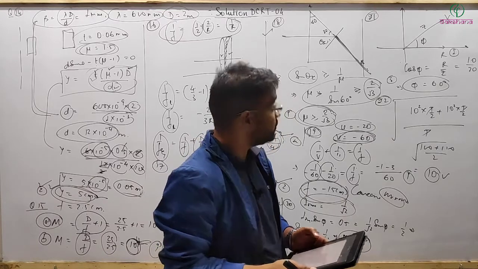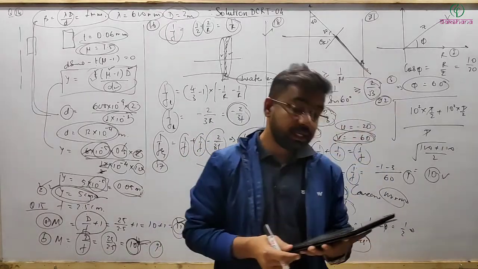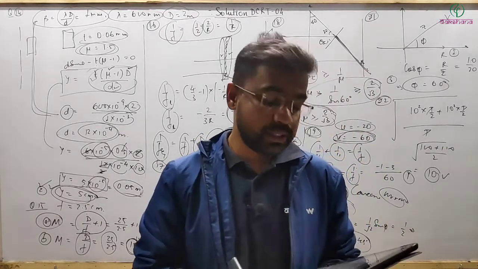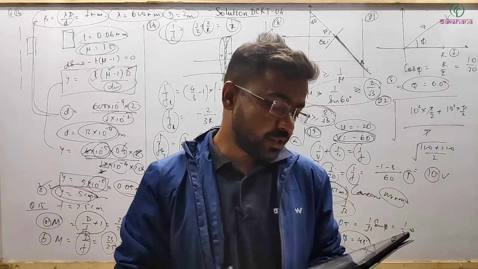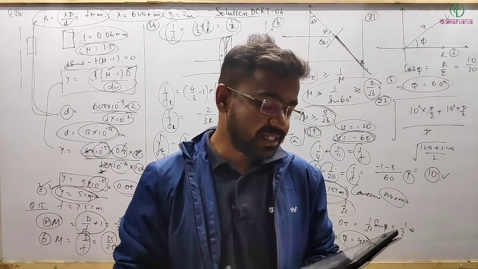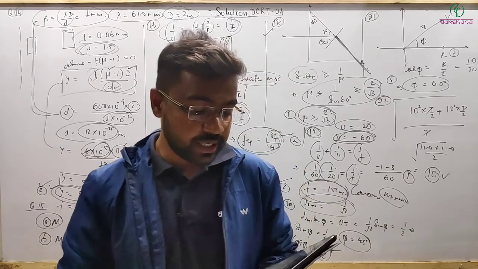Next, question number 21. Here it is given that in a series LCR circuit at resonance, R is given as 100 ohm, 10 ohm, and impedance is given as 20 ohm. The phase difference between the current and voltage is asked.